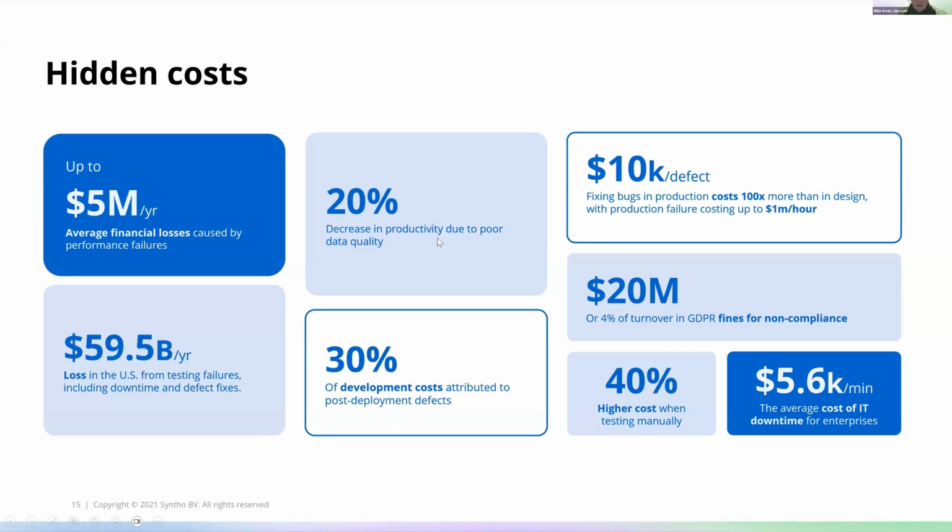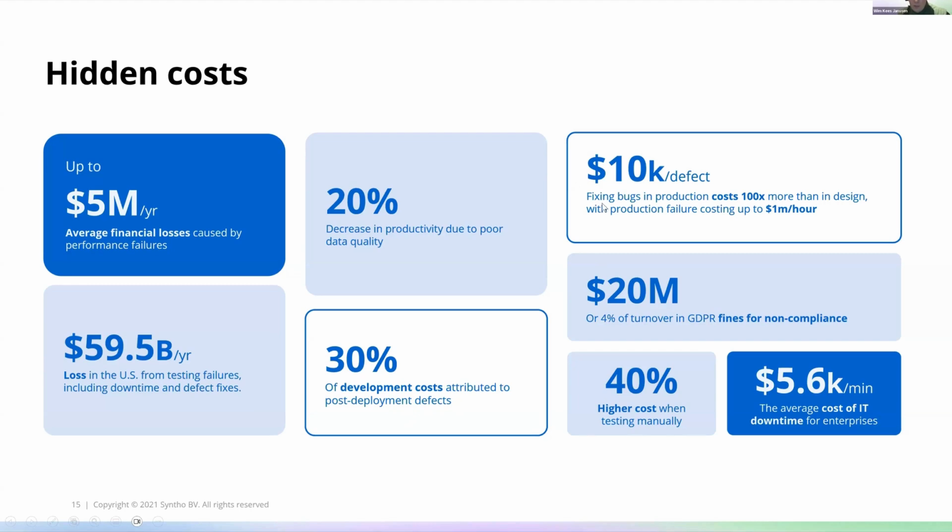The third number is also quite interesting, because here it makes it concrete. The decrease in productivity due to poor data quality is around 20%. So without proper test data, you cannot do proper testing, and that will result in a decrease in productivity. And that's, of course, not what you want. Because if you have improper testing, there will be development cost attributed to post-deployment effects. That's estimated around 30%. So literally, organizations are making costs because of post-deployment effects, and that's what you want to prevent during the testing phase.